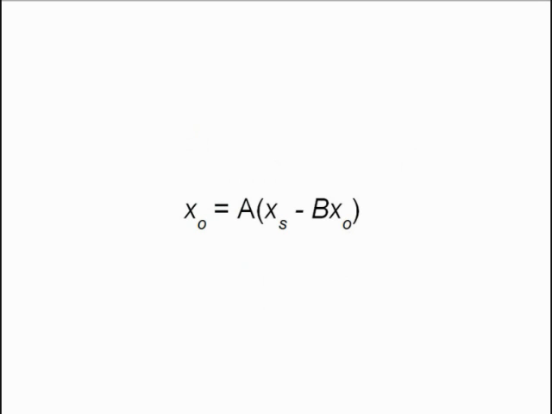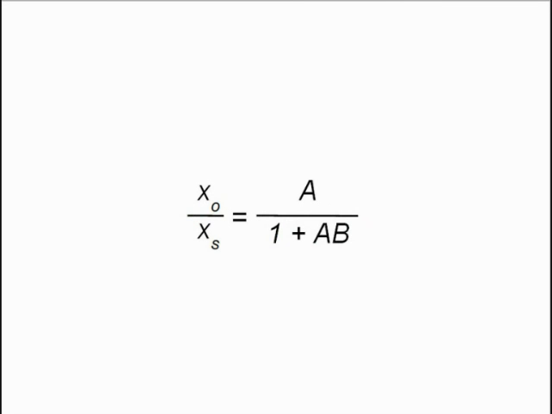So going back to the first equation, we can say that XO is equal to A times (XS minus B XO). XO is on both sides. To solve that, we can rearrange and get XO over XS, the gain, to equal A over 1 plus AB. Expanding and taking AB XO to the other side, we can rearrange to find the basic feedback amplifier equation.